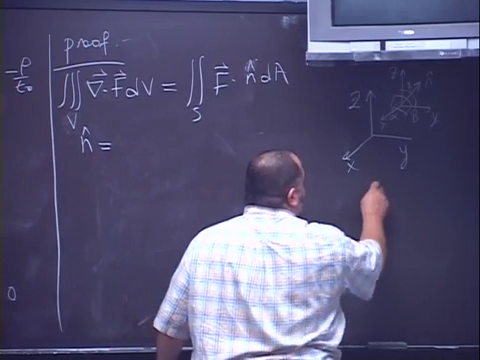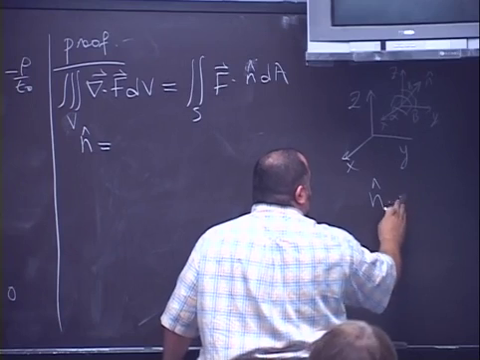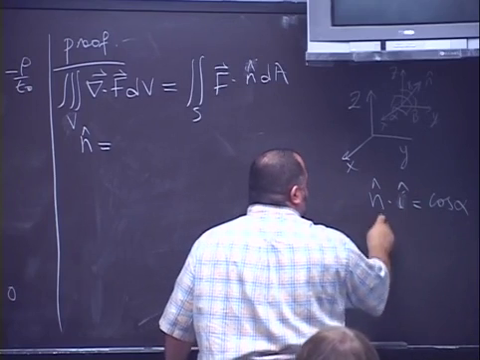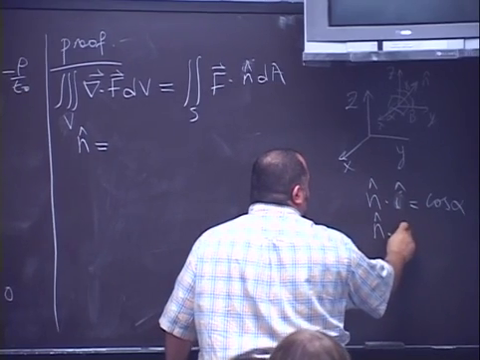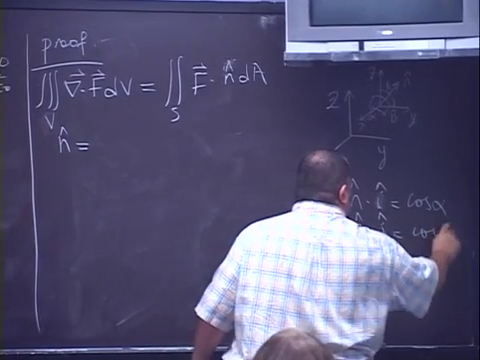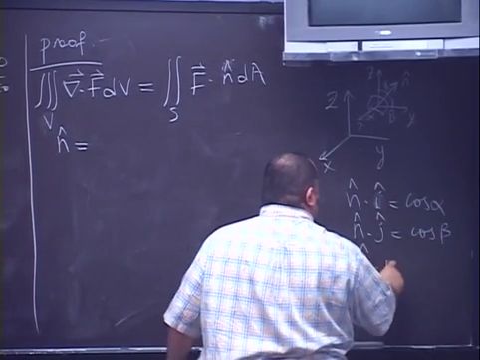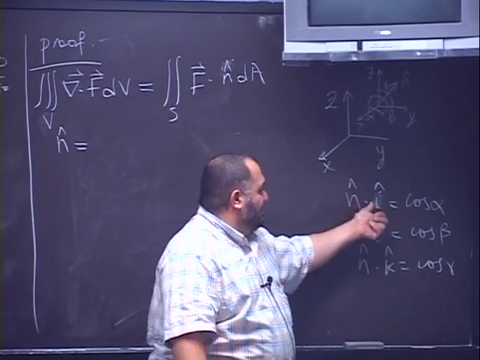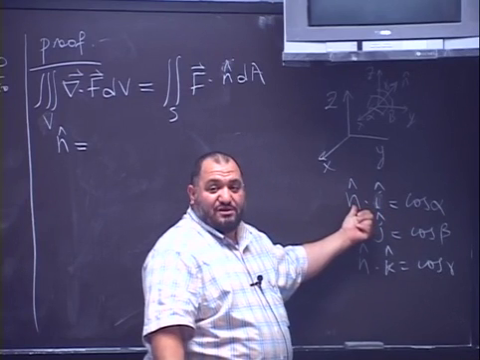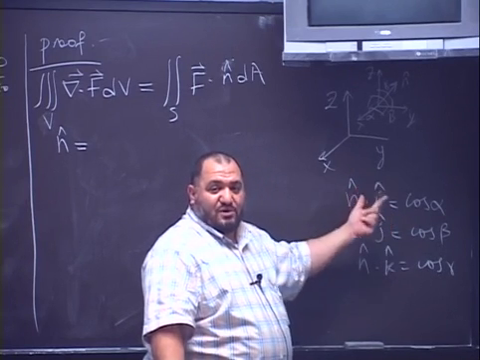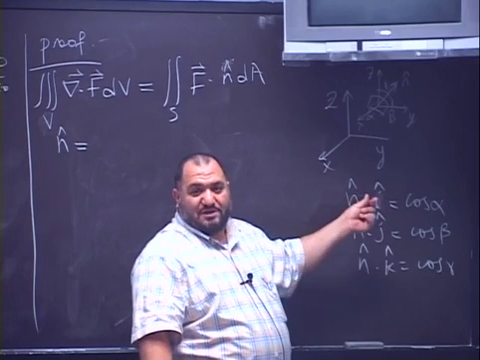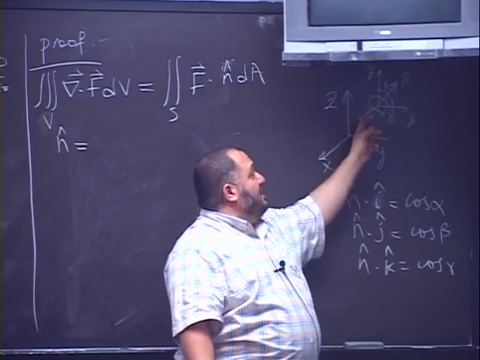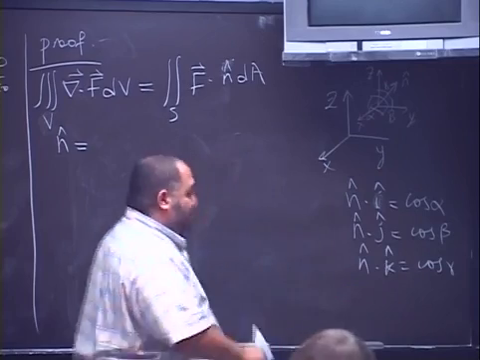So we knew that n dot i is equal to cosine alpha, n dotted with j is cosine beta, and n dotted with k is cosine gamma. Why? Because n dot i: what's the amplitude of n? 1. And what's the amplitude of i? 1. So it will be the amplitude of this, the amplitude of this, multiplied by the cosine of the angle between those two vectors. The cosine of the angle between n and the axes is alpha, beta, and gamma. So this is why you get this one here.